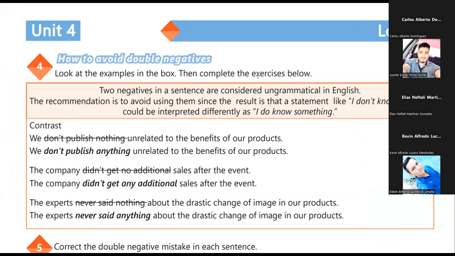Two negatives in a sentence are considered ungrammatical in English. Ungrammatical means not standardized in English, okay? That recommendation is to avoid using them since the result is that a statement like, I don't know nothing, could be interpreted differently as I do know something. Okay, en español nosotros sí decimos yo no sé nada, ¿verdad? Y es correcto. En otros idiomas también podemos encontrar que vamos a escuchar los dos negativos y está reafirmando la negación, ¿verdad? But in English, it's not grammatically correct.